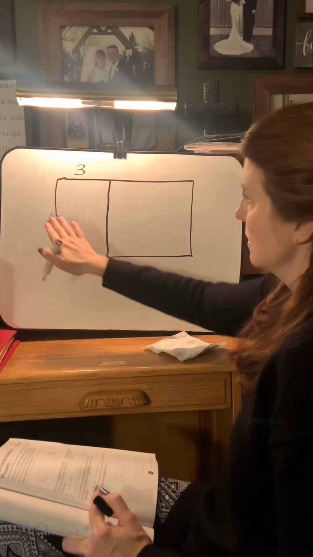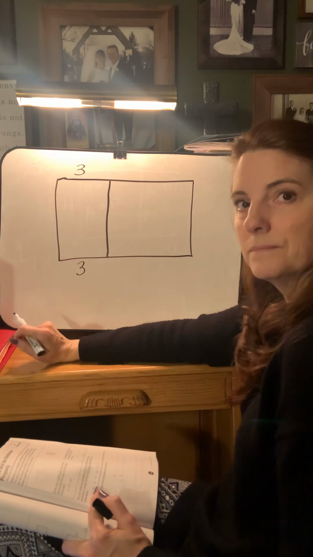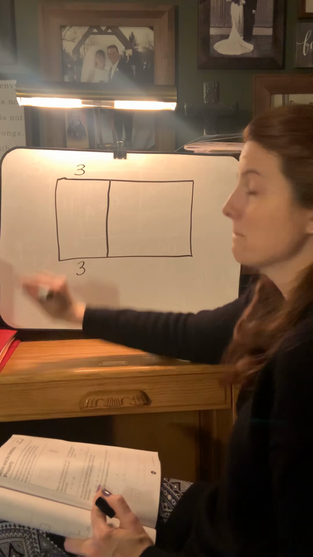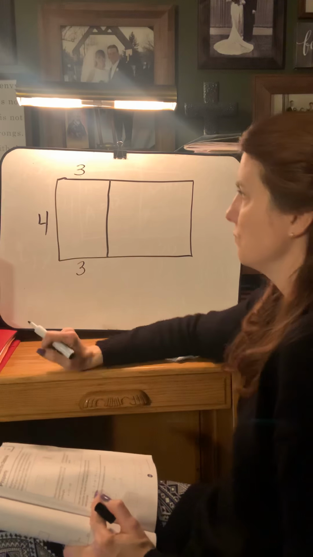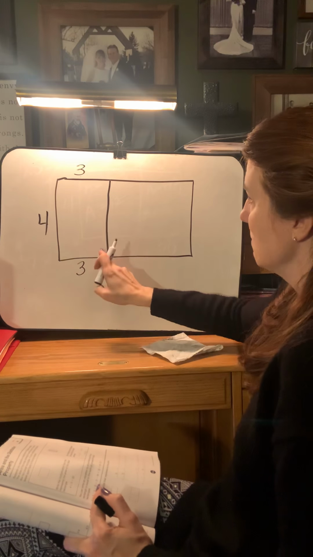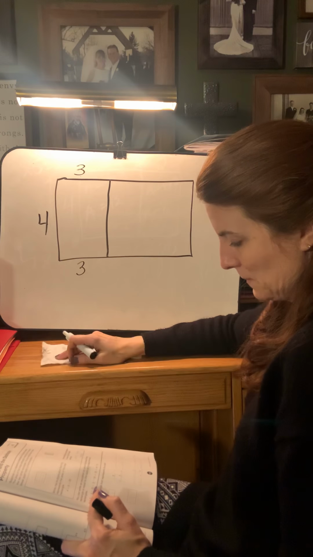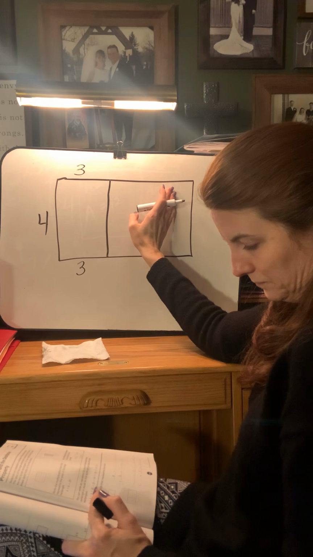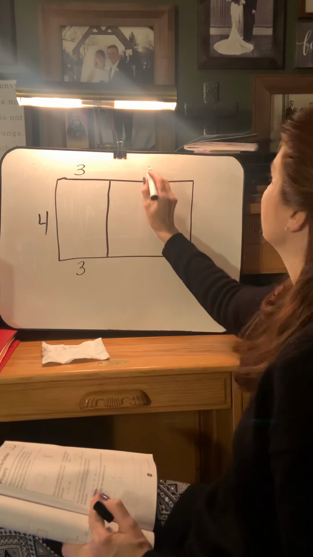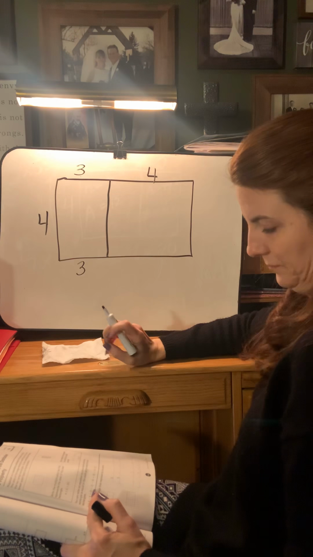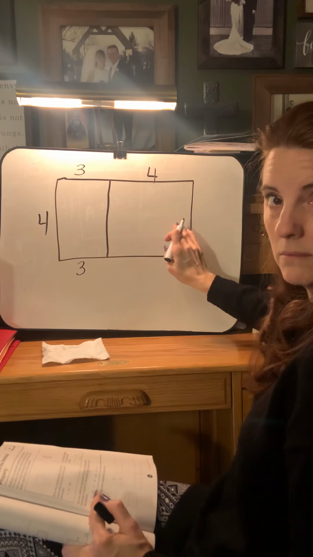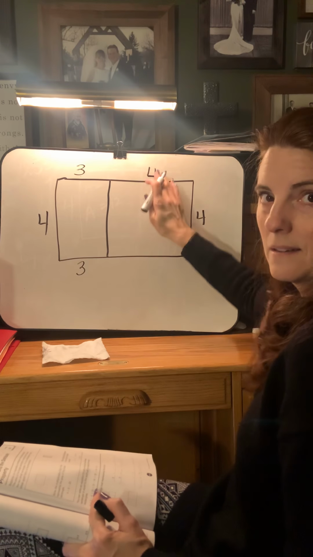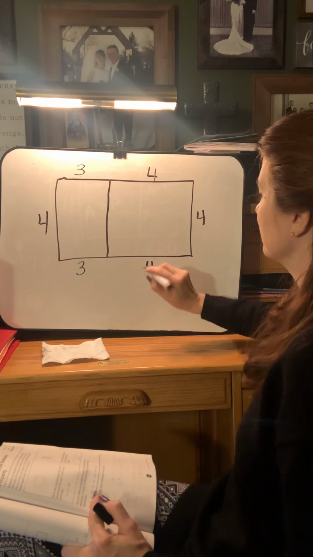Okay. What's this line? Did you say 4? Okay. This is equal, right? What's this one? Did you say 4? This is equal, yes? And what's this one? 4. Okay.